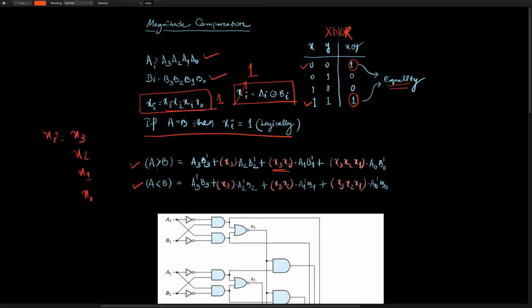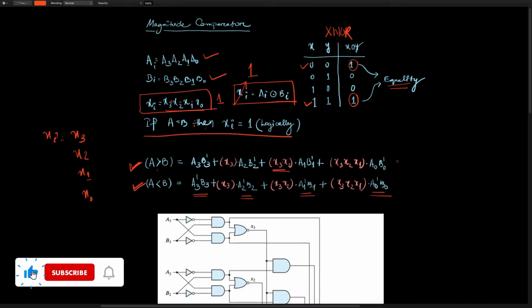You see A3 B3 complement, A2 B2 complement, A1 B1 complement, A0 B0 complement, and that's only for greater than, A is greater than B. Whereas for A smaller than B we have the reverse of that.